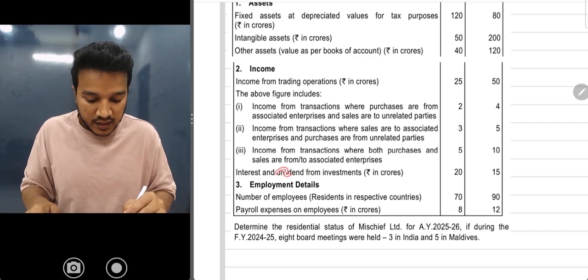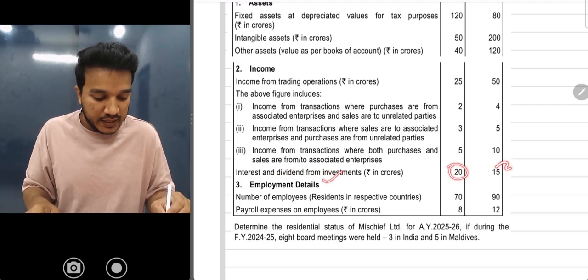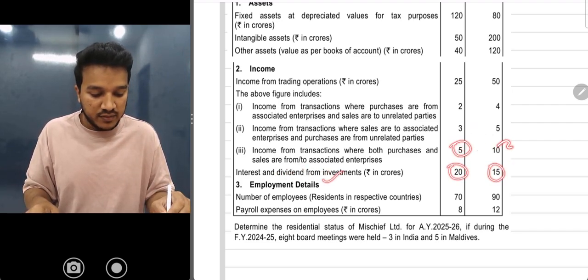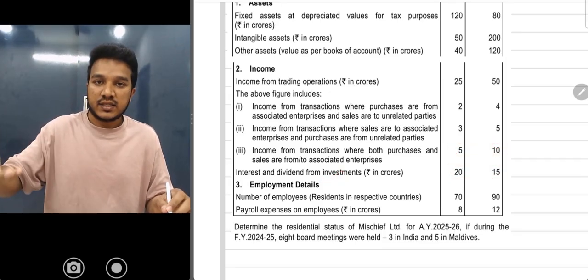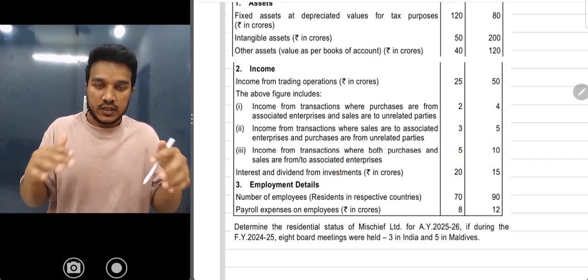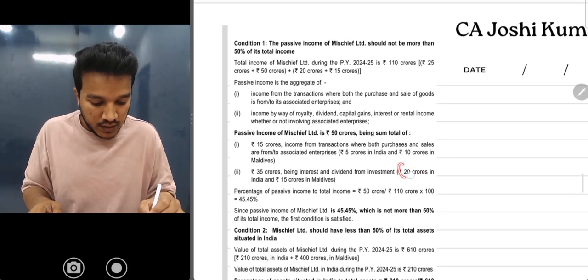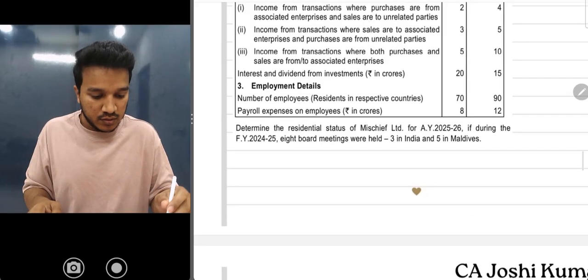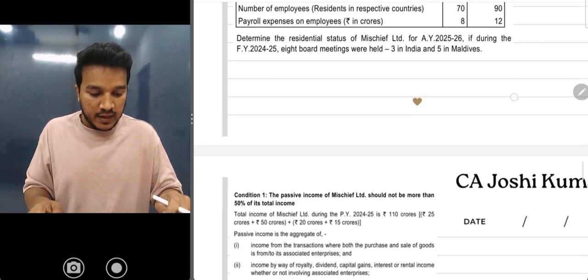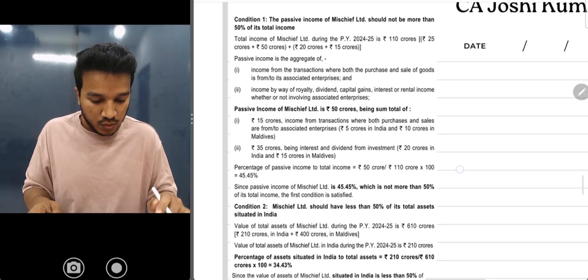And then the other one is interest and dividend. So 20 plus 15, 5 plus 10. This will be your passive income and you will divide it by the total income. Here, 20 plus 15, 5 plus 10, that is what I said. And you will divide that by the total.